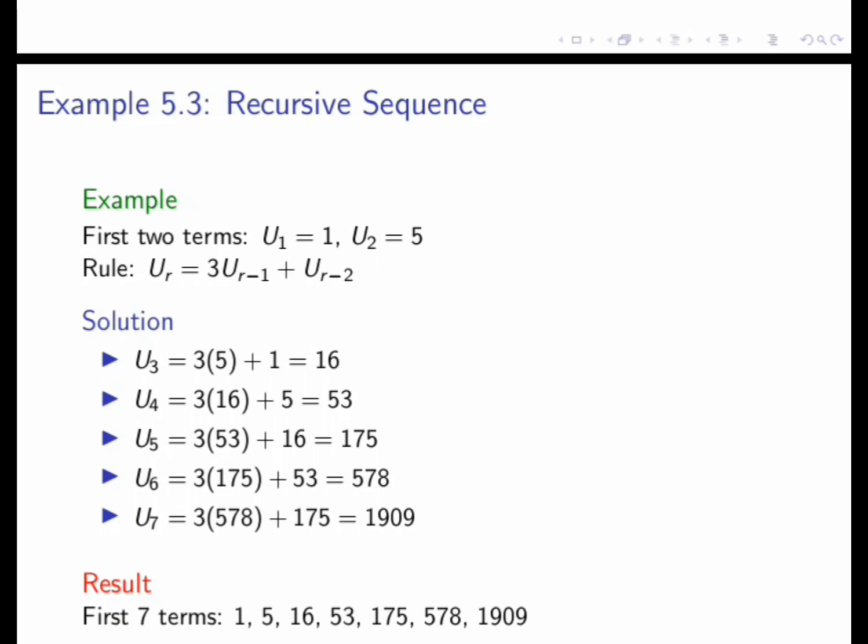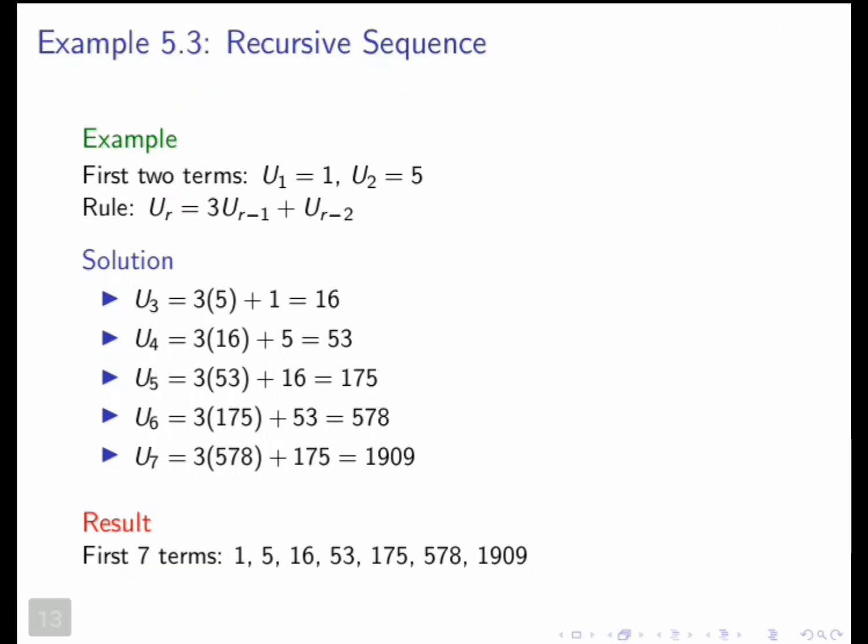The reason why it is called a recursive sequence is because you are going to use the former terms that you have to get the future terms. You'll be using the former ones to get the future ones. So u4 now will be 3 multiplied by 16, which is u3, plus 5. Are you getting it? That's 53.